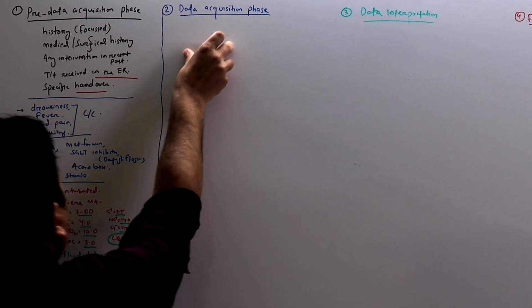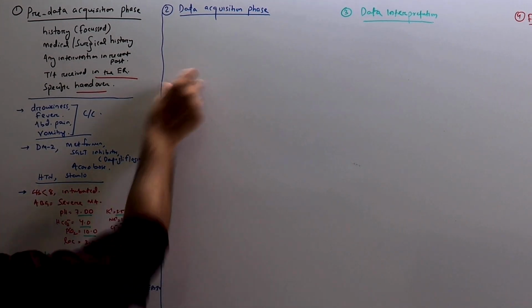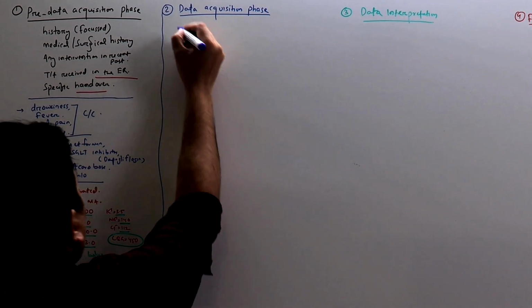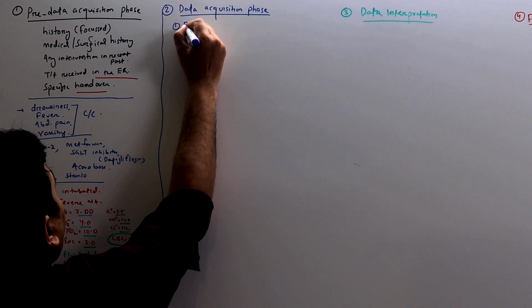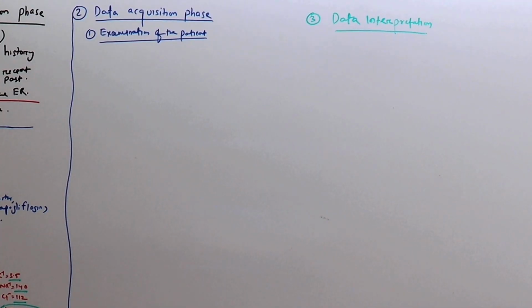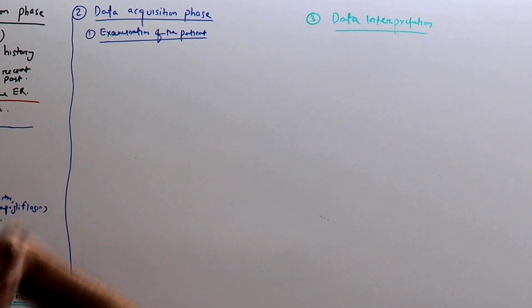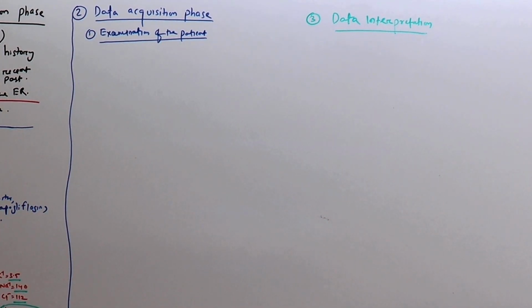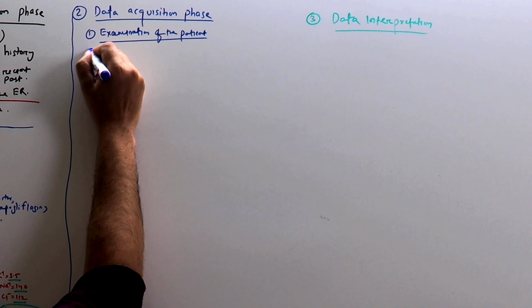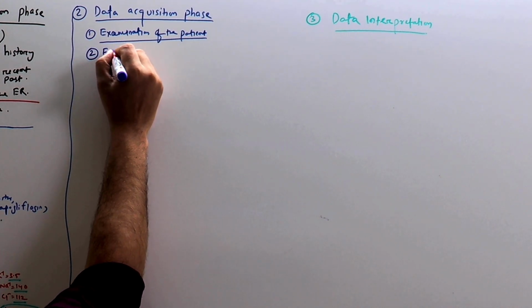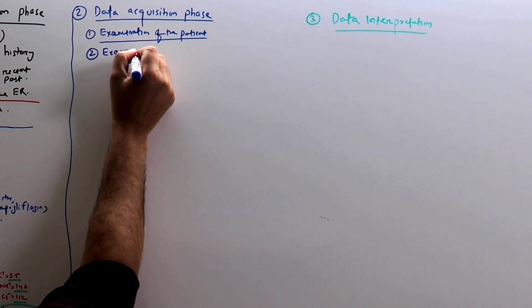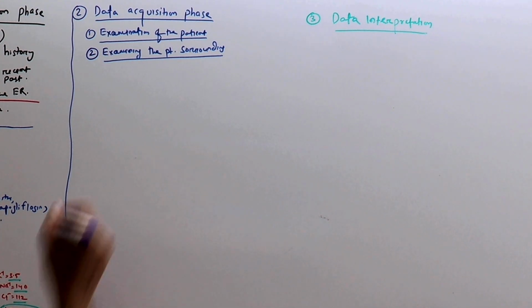Now comes the data acquisition phase. In the data acquisition phase, what are the things? Number one is examination of the patient. Many of the data of the patient we can get by simply examining the patient. Number two, from where should we get the data? By examining the patient surrounding. What is there in the patient surrounding?